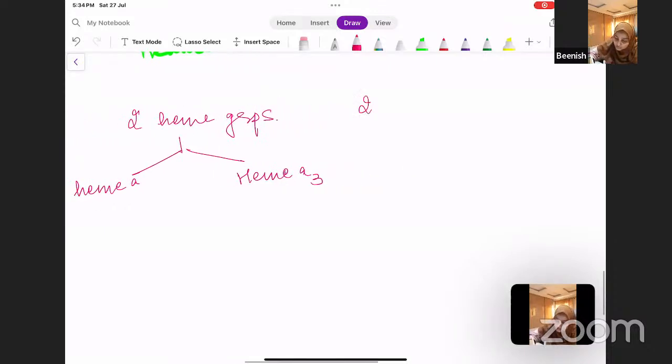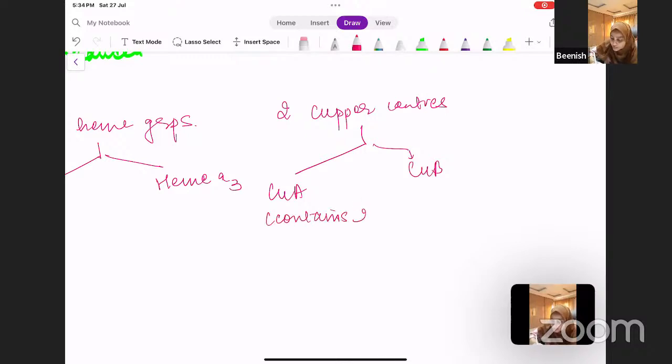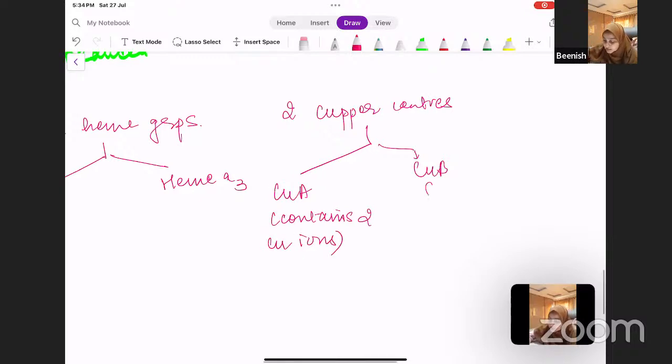And I also told you they have 2 copper centers. What are they? Copper A and copper B centers. Your copper A center contains two copper ions, and your copper B center contains one copper ion. I hope you all know what a cytochrome is. Cytochromes are heme proteins, okay?